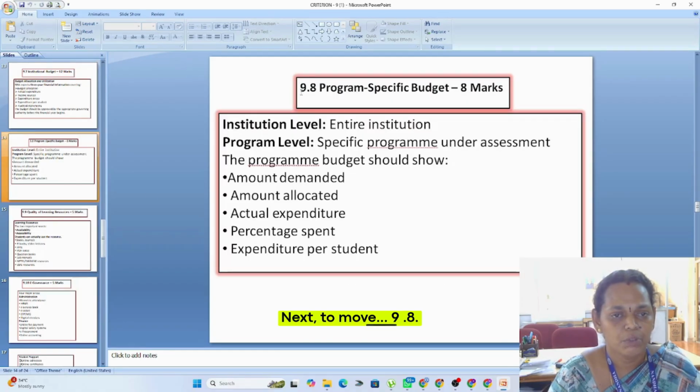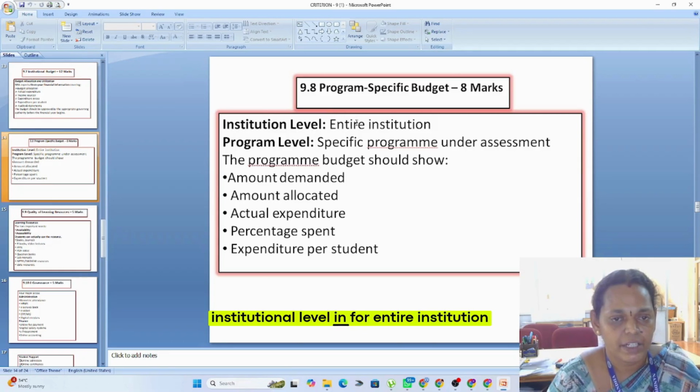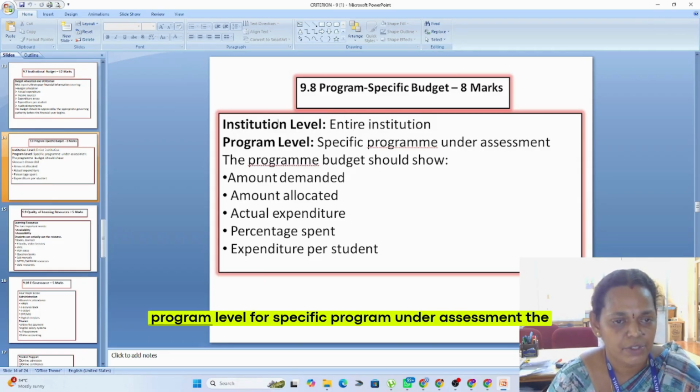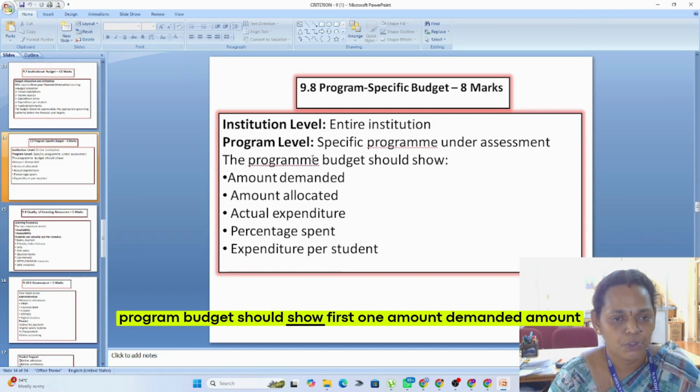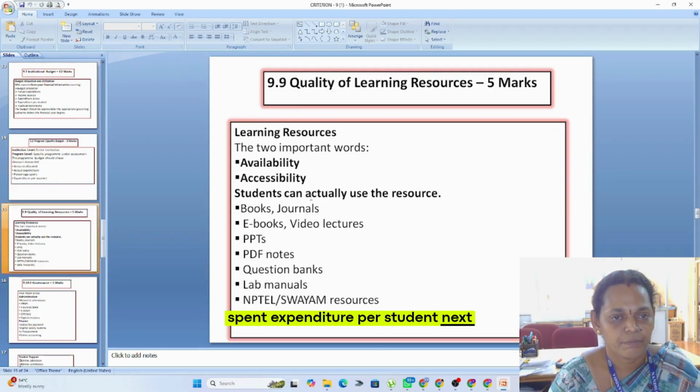Next to move to 9.8 program specific budget under 8 marks. So institutional level is for the entire institution. Program level is for the specific program under assessment. The program budget should show: first one, amount demanded, amount allocated, actual expenditure, percentage spent, expenditure per student.